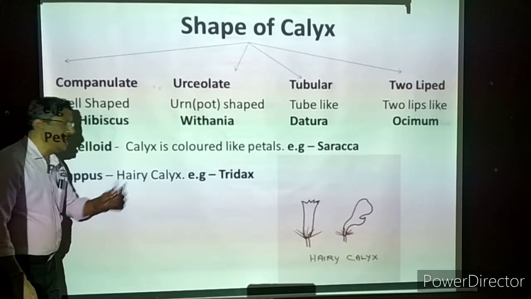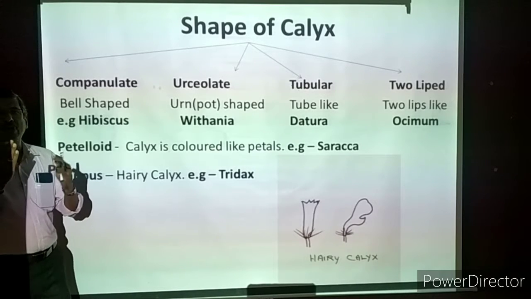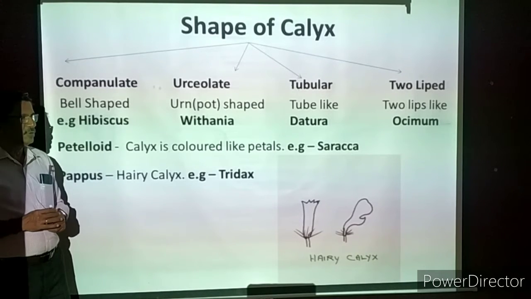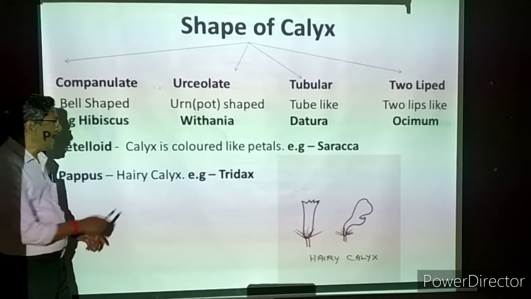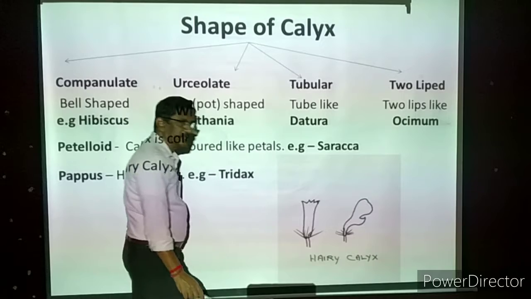So, hairy calyx. The calyx is hairy. That means the calyx will not have broad green flattened sepals. They are all modified into hair-like structures. Example, Tridax. Now, these are the two flowers of Tridax.